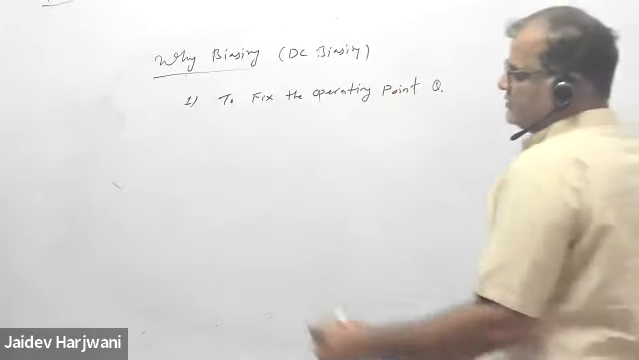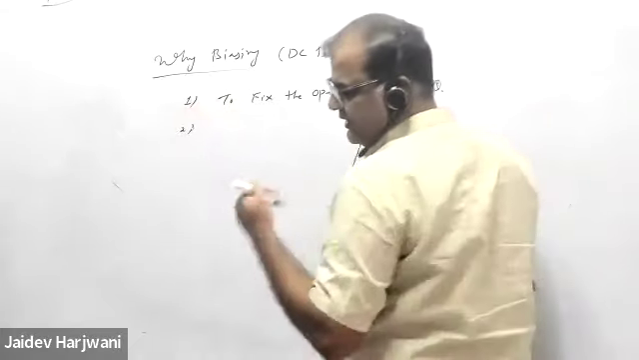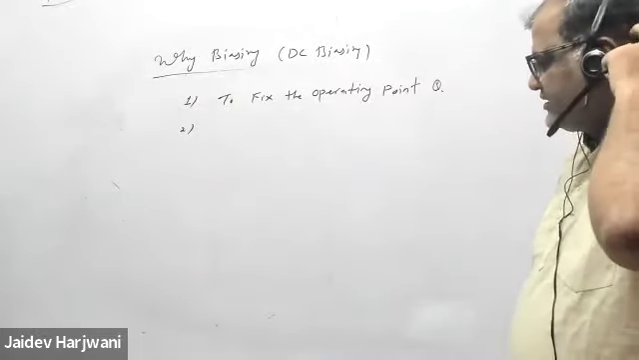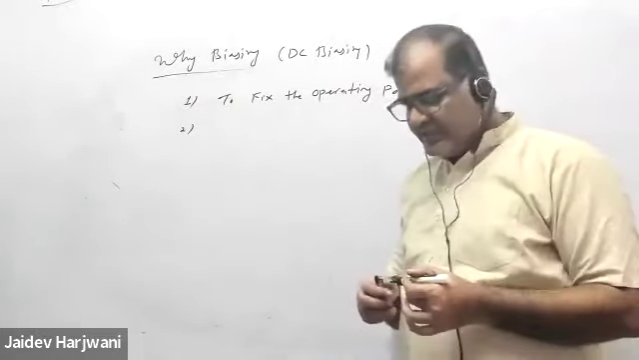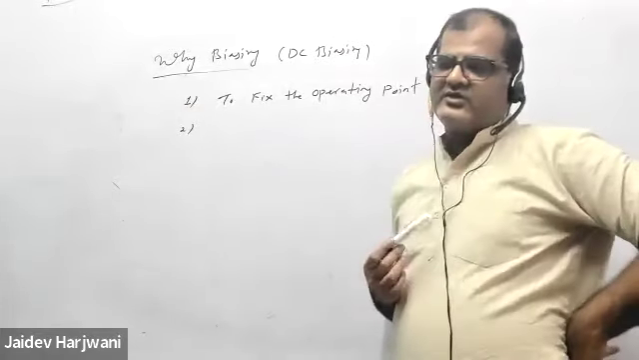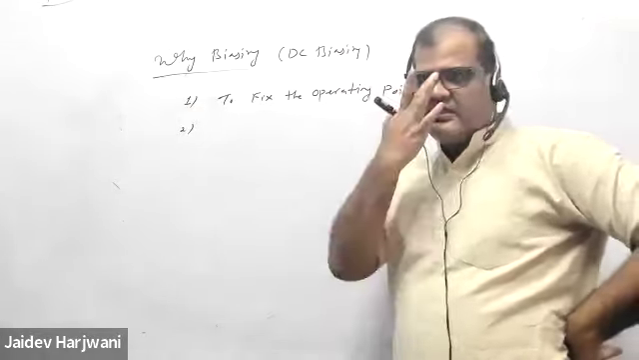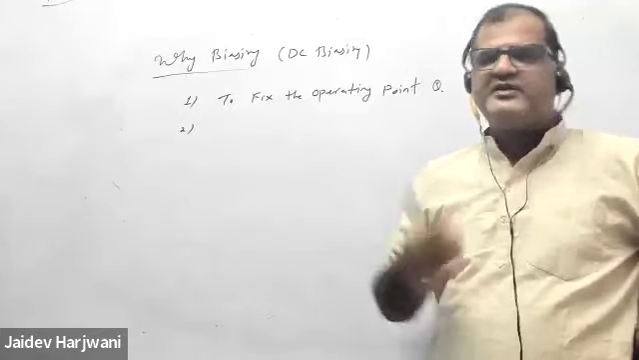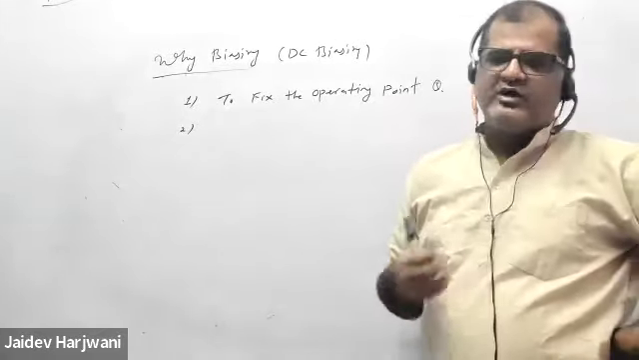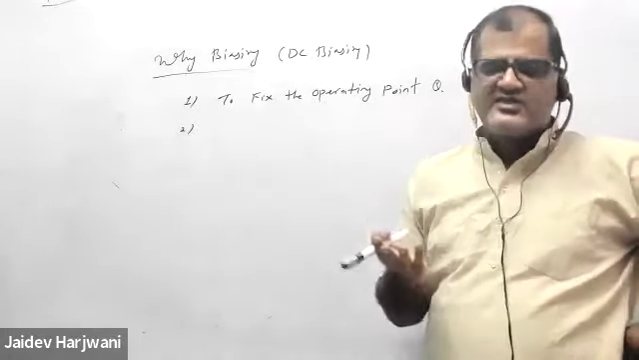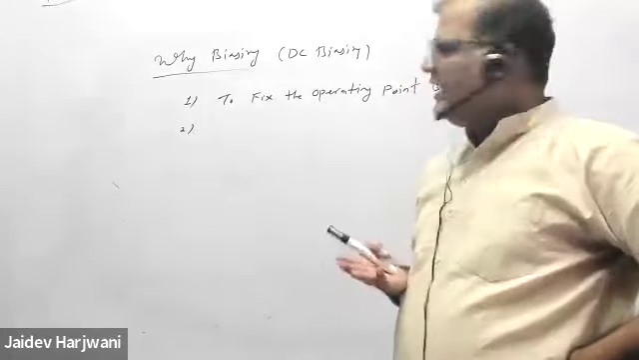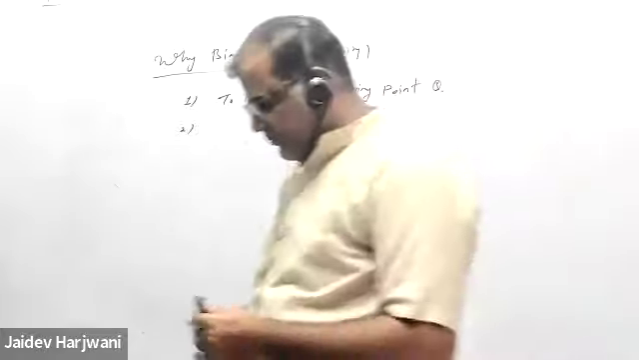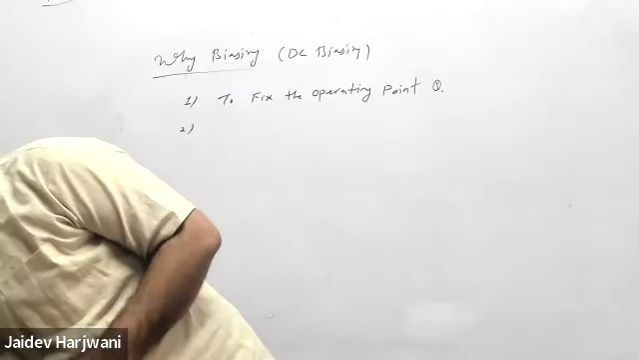Now, the second thing is this operating point is a function of temperature. That means your IC depends on temperature, because IC is formed with ICO. The reverse saturation current is a function of temperature, and beta is a function of temperature. So if temperature varies, your IC will change, and that means your operating point automatically shifts. We don't want that; the operating point should be fixed.